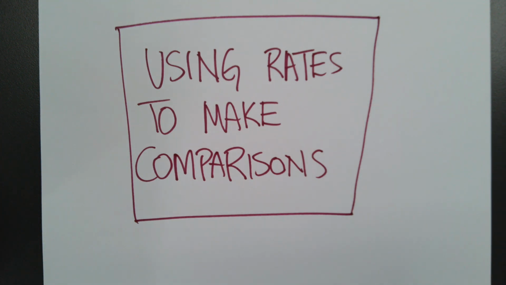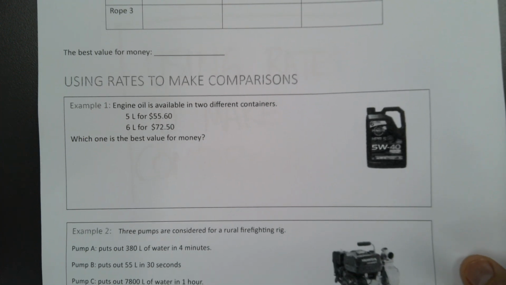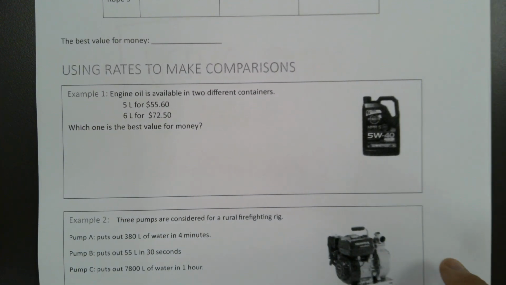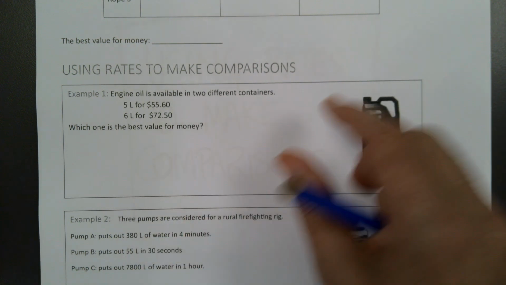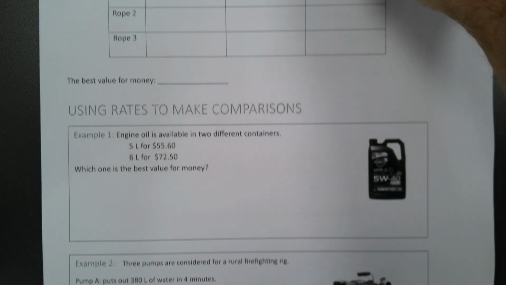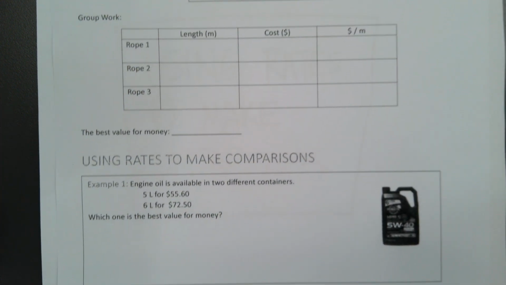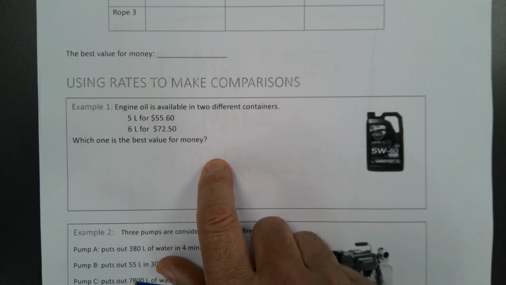Now, the useful thing about rates is that you can use them to compare different things. Compare which car is the fastest, which thing is going to be the best value for money, that sort of thing. So we're looking at page 21. Okay, so if you go to page 21, you've got this. You should have already done this bit of group work. Okay, so let's have a look at this.